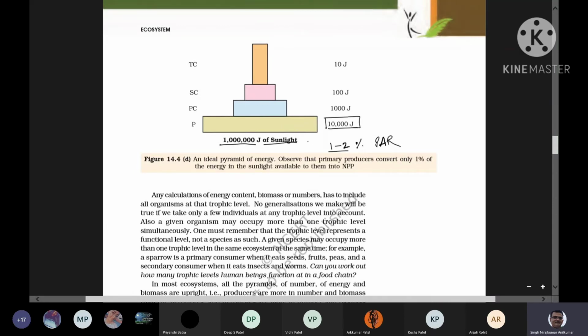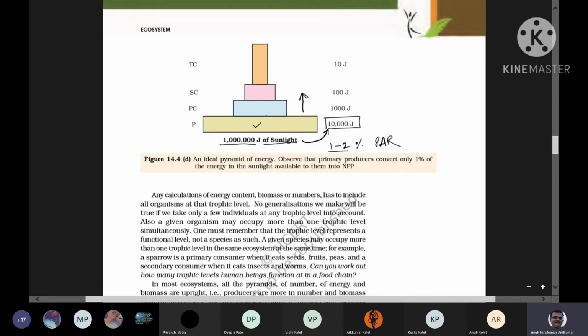Here, see, this is not the 10% law. From here onward it will follow the 10% law, or the 10% rule of Lindemann. But here, only 1 to 2% of the sunlight has been absorbed by the plant, and at maximum 10%, not more than that. Here we are calculating only 1%. These are the producers, the first trophic level.